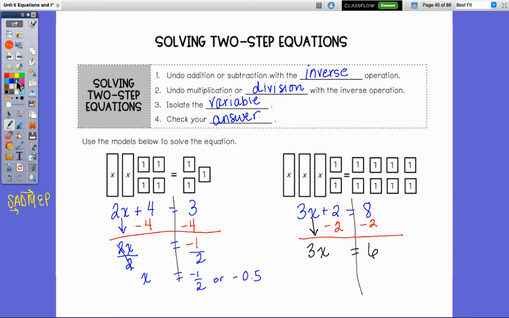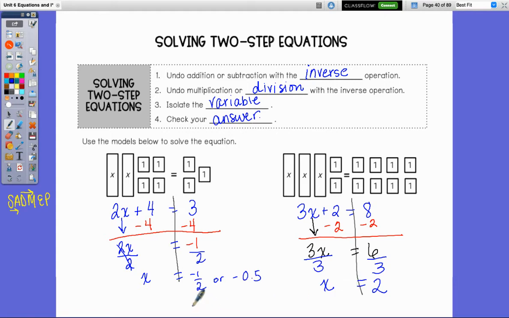Now I have to undo multiplication. Well, the opposite of multiplication, or the inverse of multiplication, is division, correct? And so I'm going to divide both sides by 3. 3 divided by 3 is x. 6 divided by 3 is 2.